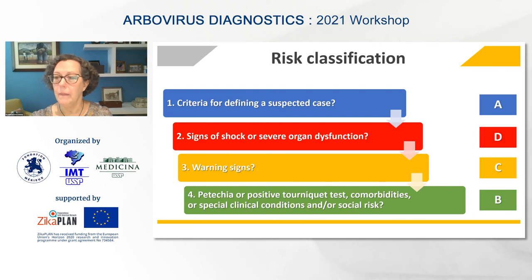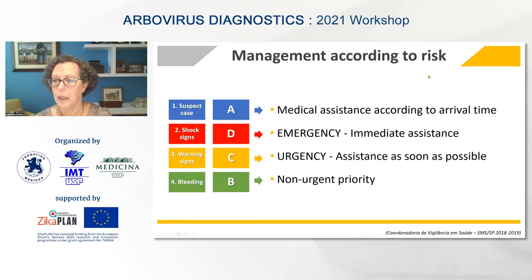So all the basic health units, the staff has to be trained to do this risk classification. And then what they have to do, as I mentioned, for A it's just a medical assistance according to arrival time. No urgency, no emergency. D is emergency. They need immediate assistance. C is an urgency. They have to be assisted as soon as possible. And B, no urgent priority. In case of D or C, these patients need to be admitted to a hospital.